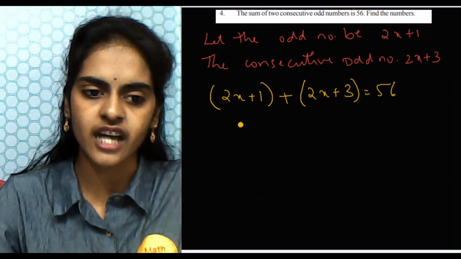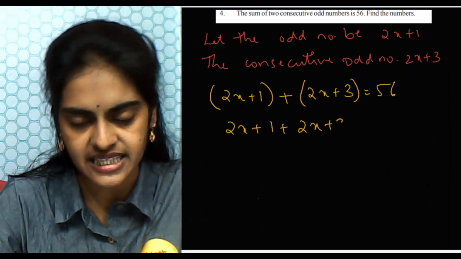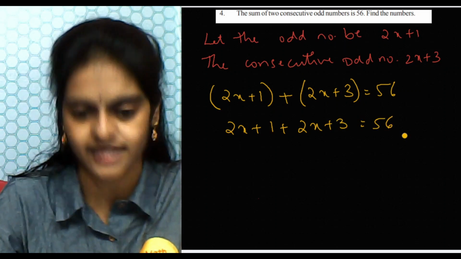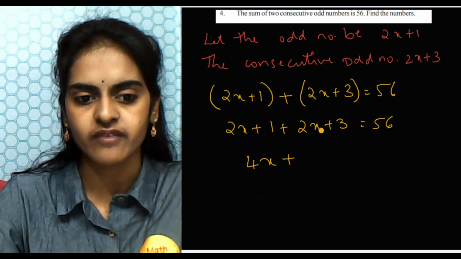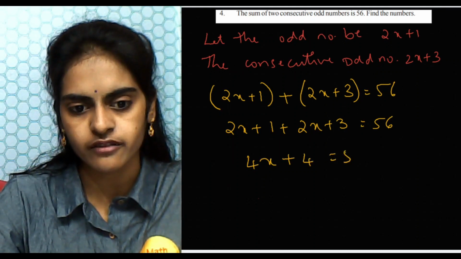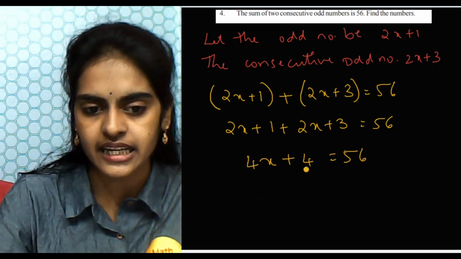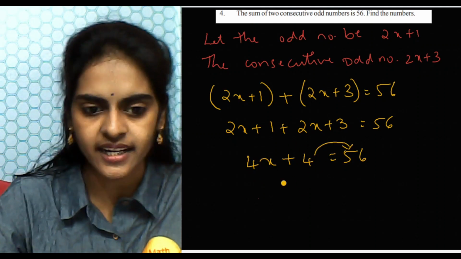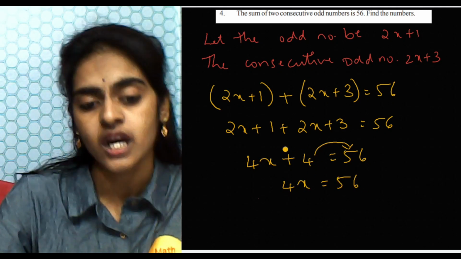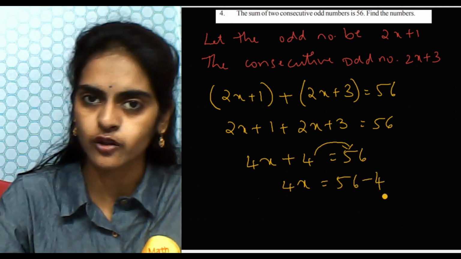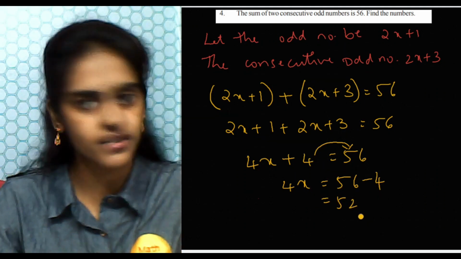56. Now just see. Remove the brackets. 2x plus 1 plus 2x plus 3 is nothing but 56. So 2x plus 2x is 4x, 1 plus 3 is 4, equal to 56. Now I want the value of x. So this 4 is extra here. Let me send this 4 to this side. So 4x is equal to 56. This is plus 4, going to the other side becomes minus 4. So this is 52. 56 minus 4 is 52.